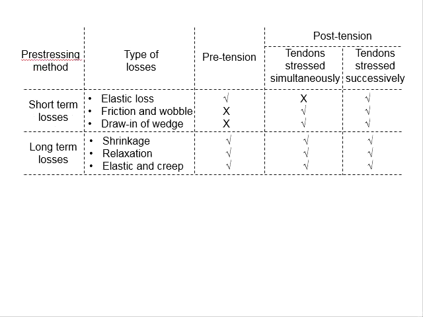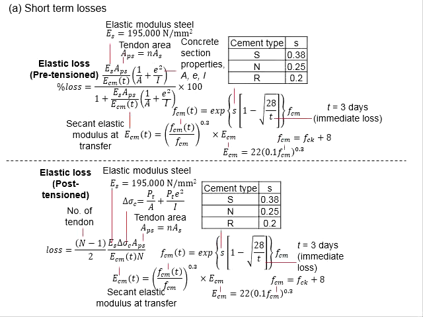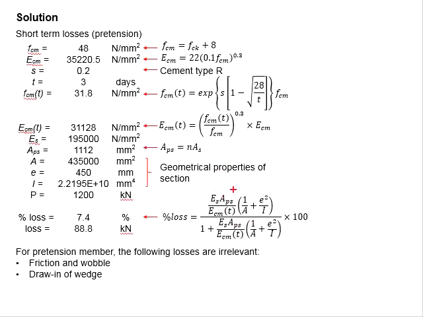To solve this question, first you need to know that the pre-tension member only has elastic losses. There will be no friction and drawing-in losses. Therefore, our calculations will focus on the elastic losses. These equations are used to determine the elastic losses for the pre-tension member. Within the equations, there are parameters of the steel tendon, concrete, and also the geometrical properties of the section.